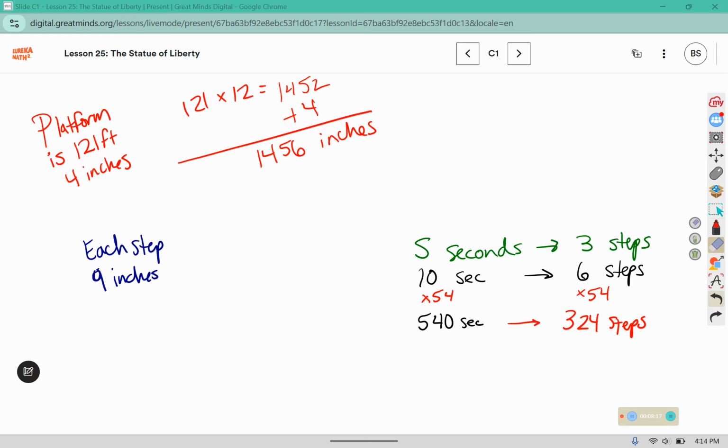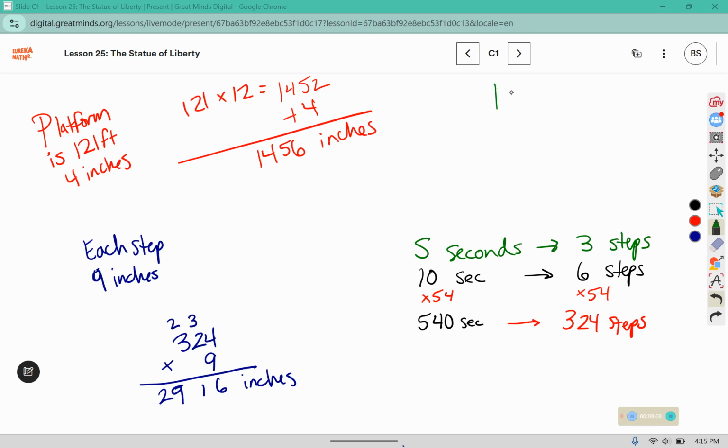So 9 inches times 324 steps will tell us how many inches all the steps are together. So 4 times 9, that's 36. 9 times 2 is 18. Plus 3 more is 21. 9 times 3 is 27. Plus 2 more is 29. So this piece is the inches from the platform, and these are the inches from the stairs. We need to combine them to figure out the total height from the ground.